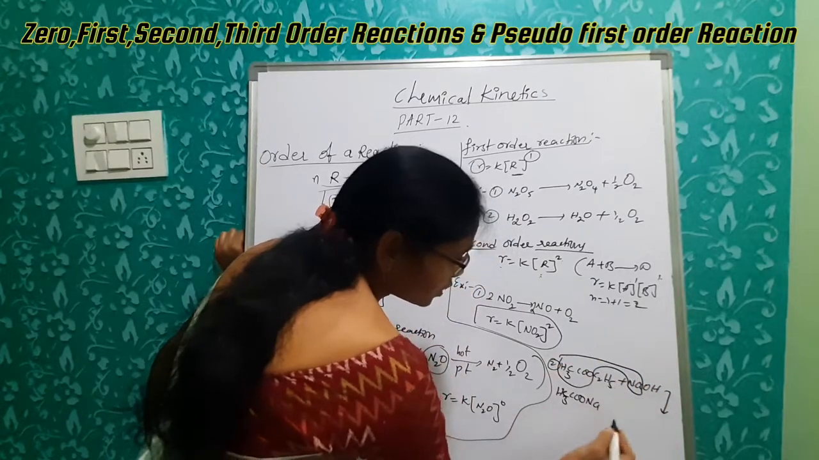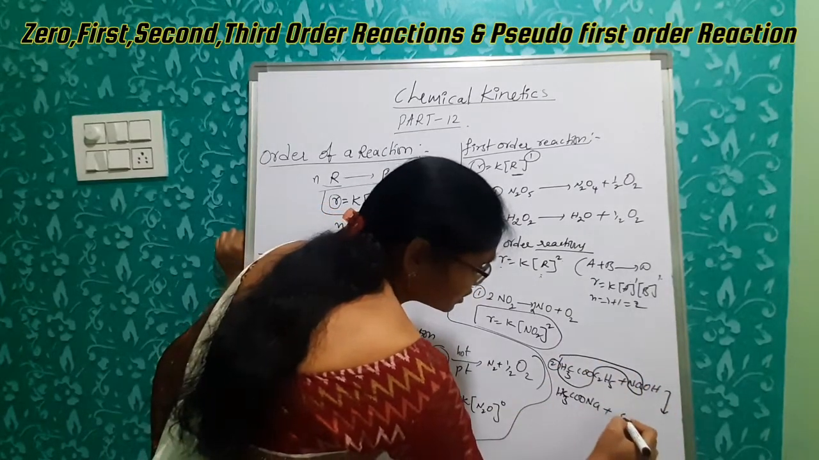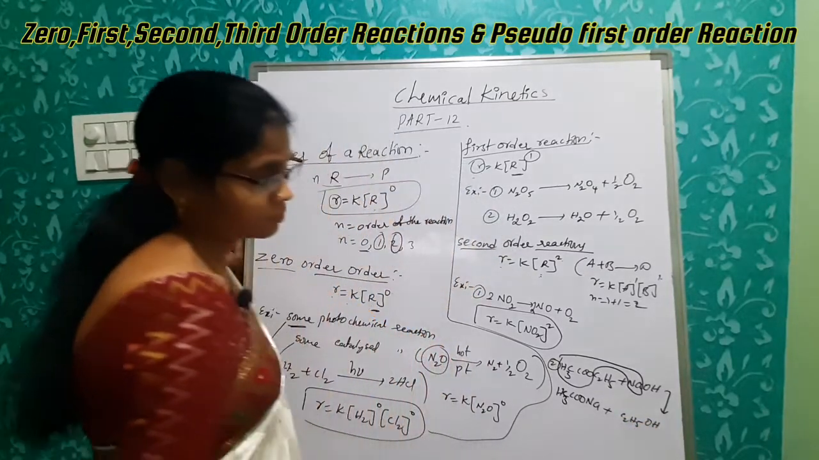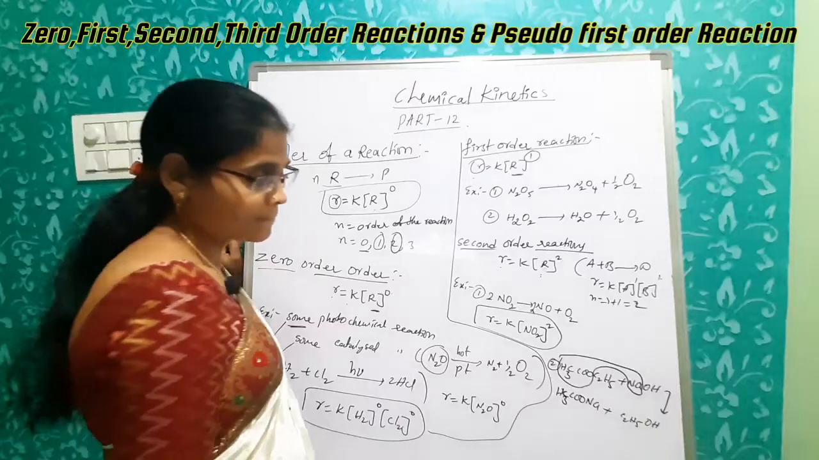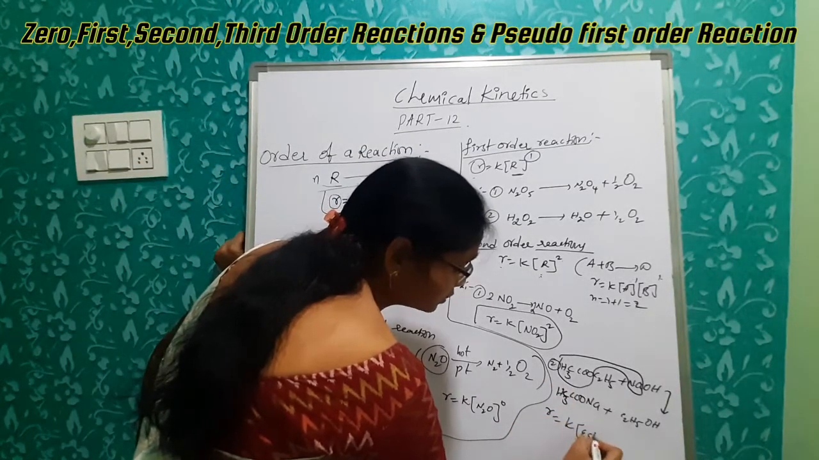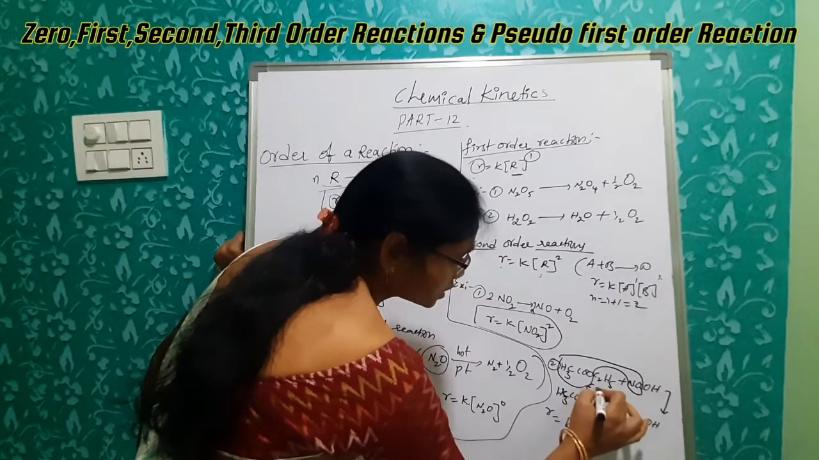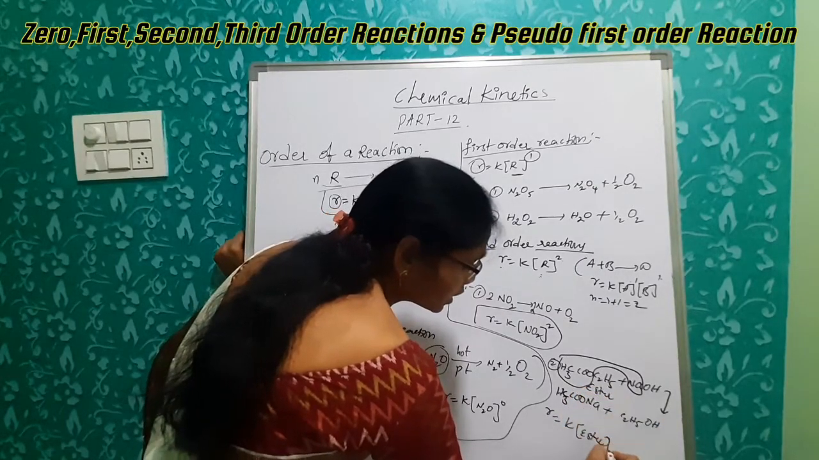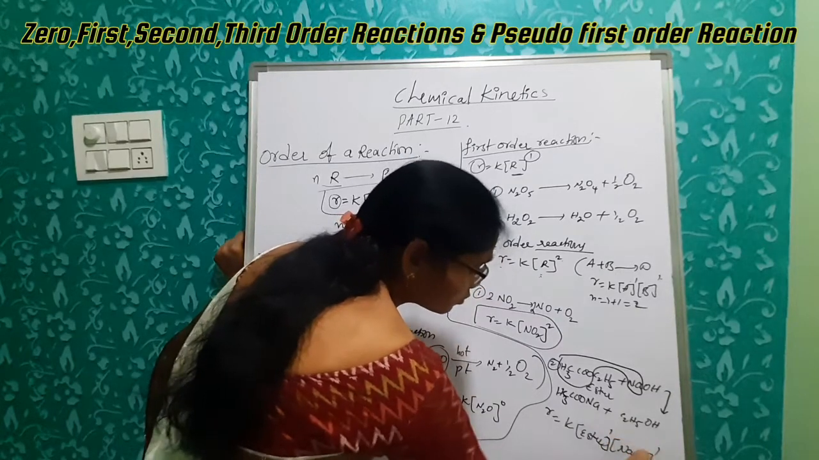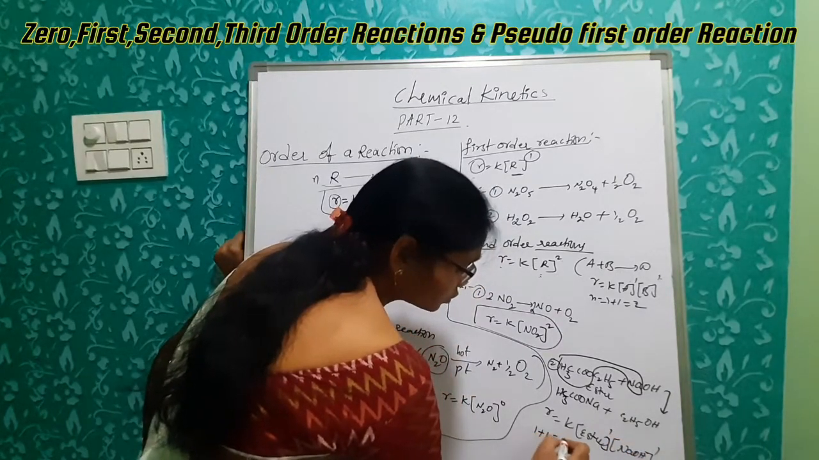Okay, plus C2H5OH. Okay, so here R is equal to K into concentration of ester. So this is the ester, and alkaline. So 1 plus 1 is equal to 2.